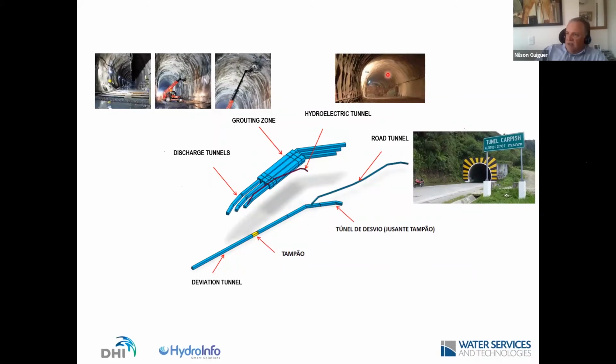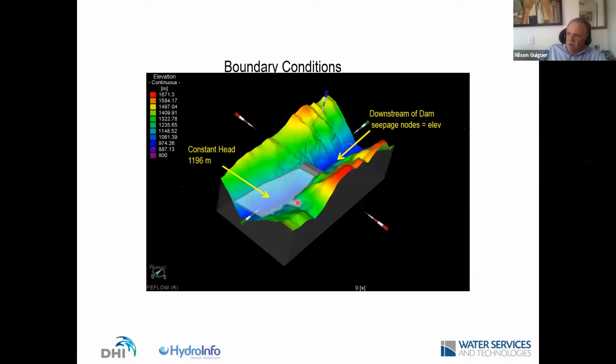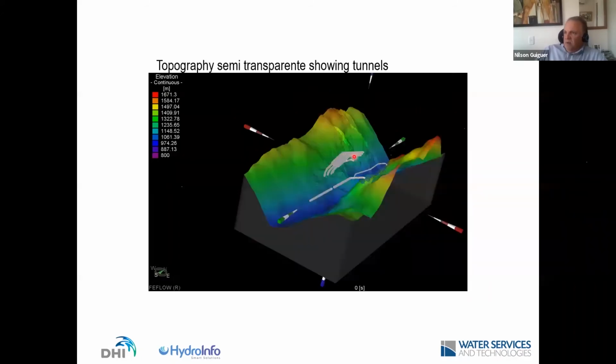They have this hydroelectric tunnel, and they have this road tunnel. Here is the area where this deviation tunnel is plugged, but here it was open. So water is flowing from here to here. So we represented that in FeFlow. We put boundary conditions equal to the water level at this side and just seepage nodes on the other side. We represent the tunnels inside the grid of FeFlow, all of them.